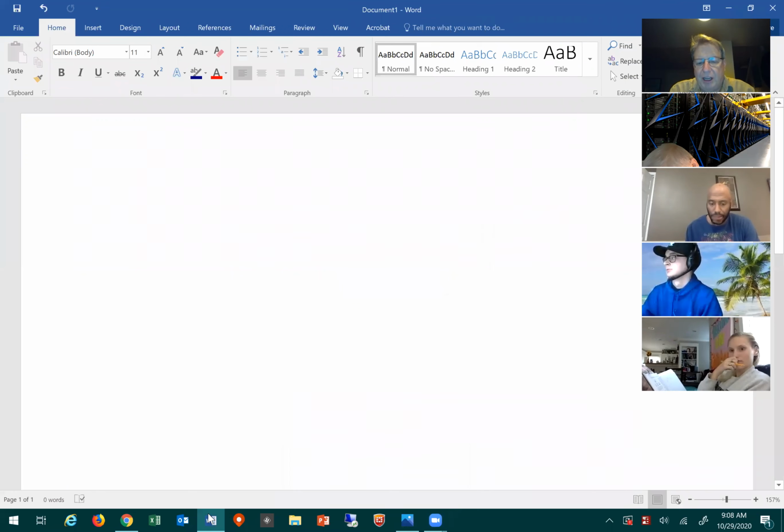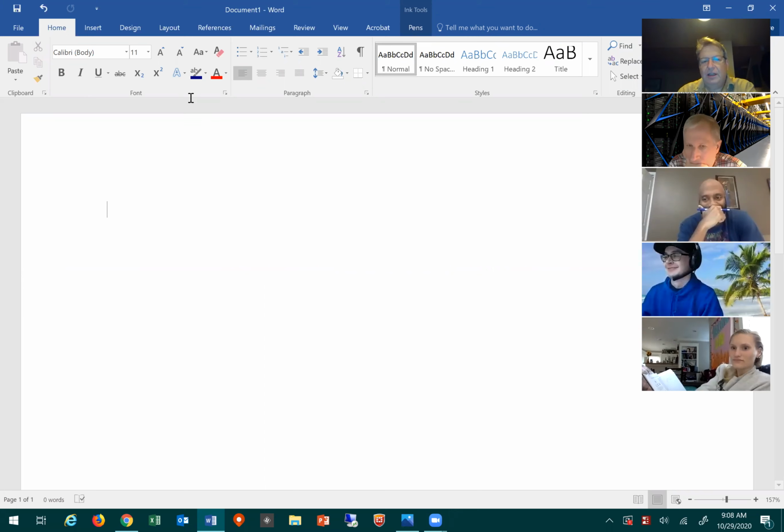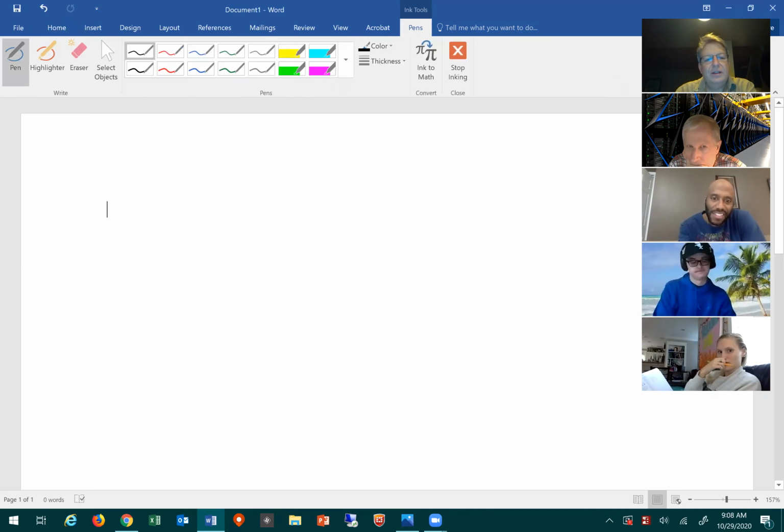I don't have Epic Pen on this computer, so I'm going to be using a Word document to do my stuff. What I can do on this, because I was playing with it yesterday, is go to pens, and I got my pen. So here we go. The only thing is I can't draw arrows really easily on this, so I'm just going to draw an arrow by hand, and I think that's fine.